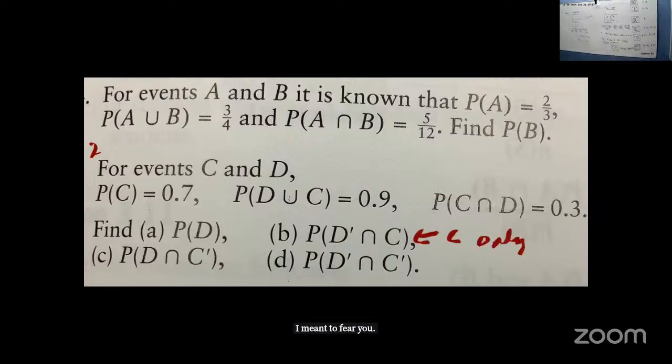How do we get C only? C minus C intersect D. Very good. C only is C minus this intersect part here. That's C only. Okay, well, what's the diagram? Just change the letters, right?